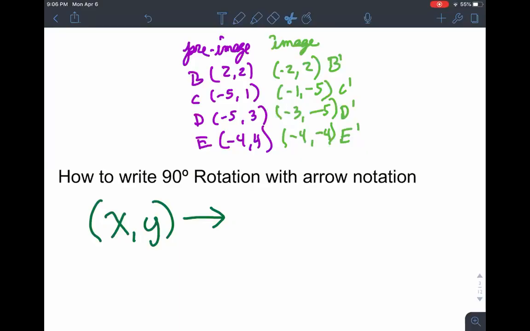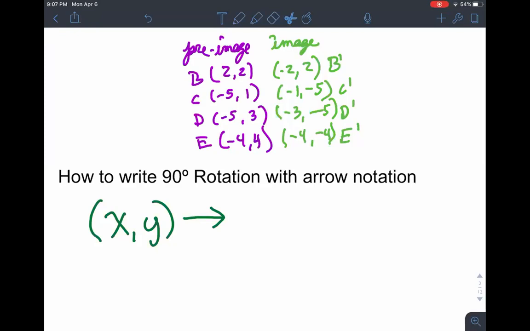Okay, so I'm hoping you can see that in each instance, what I did was I took the original X and Y values and switched their positions. But not only did I switch their positions, I changed the sign of the original Y value. So for example, if you look at C and C prime, the original Y value in point C was 1. The coordinates were -5, 1. Then I switched those two numbers' positions, but now the 1 became -1.